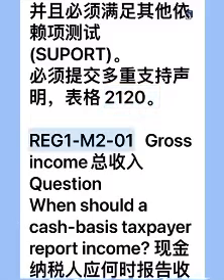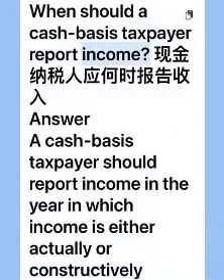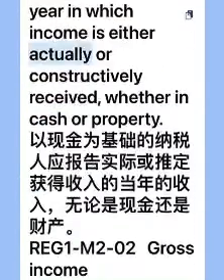Reg 1M2-01. Gross income. Question: When should a cash basis taxpayer report income? Answer: A cash basis taxpayer should report income in the year in which income is either actually or constructively received, whether in cash or property.